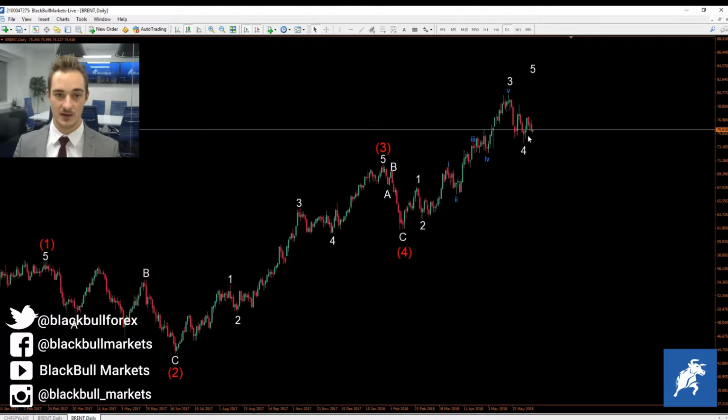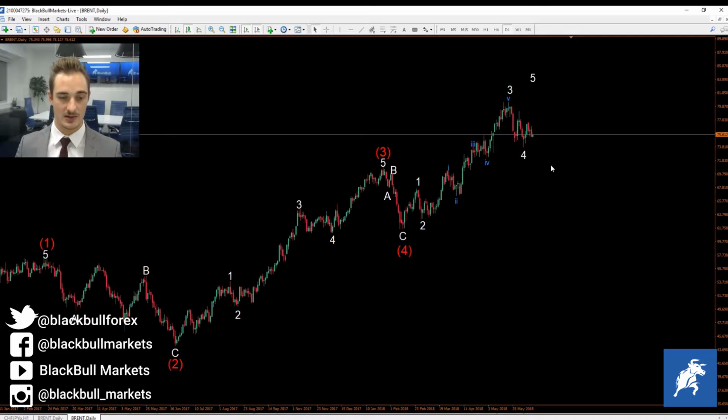We're waiting for the 5th wave, and as you know, after that usually in Elliott wave it signifies a reversal point, not a strong reversal but a reversal point. So we'll keep a good eye on this. I myself will keep a really close eye on Brent in the coming weeks and this month, and a couple of coming months as well.